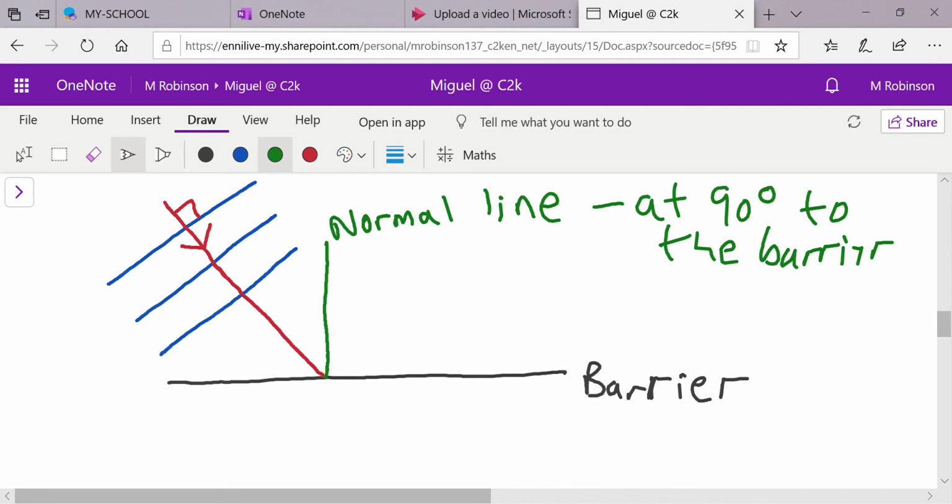So at what point on the barrier do you draw the normal line? It's where the red direction of travel hits the barrier. What direction do you draw the normal line? It goes at 90 degrees to the barrier. Now this helps us then draw where the waves end up.